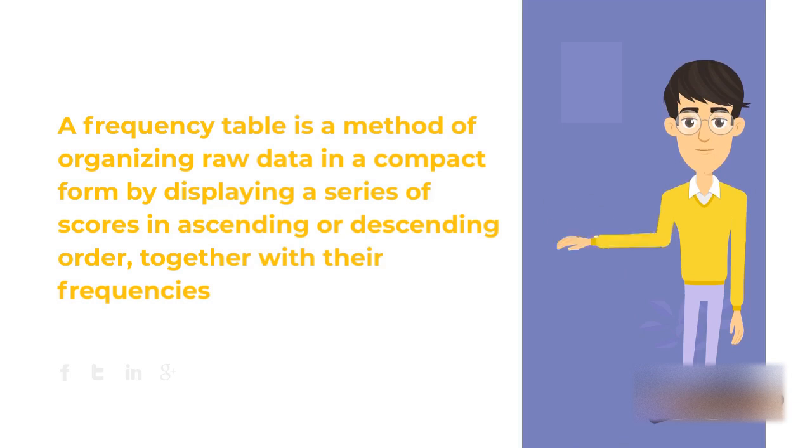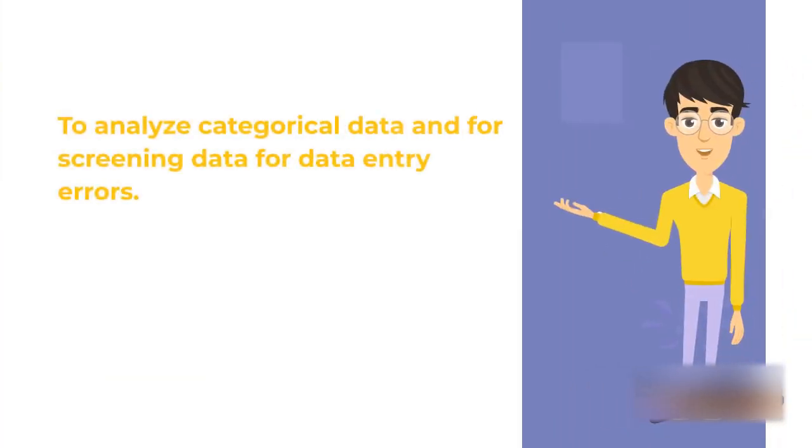So, a frequency table is a method of organizing raw data in a compact form by displaying a series of scores in ascending or descending order together with their frequencies. We use frequency tables to analyze categorical data and for screening data for data entry errors.